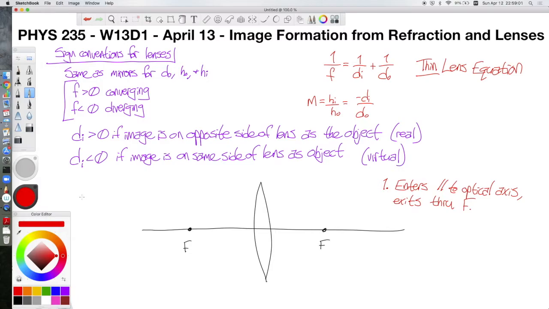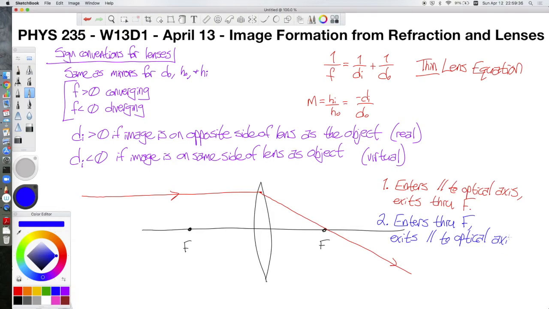And that ray might look something like this. If the ray comes in from the left-hand side, parallel to the optical axis, it will pass outward directly through the focal point. Then, our second ray is just the reverse of this. If the ray enters the lens through the focal point, it will exit parallel to the optical axis. So this ray might look something like this. Coming into the lens, passing through the focal point, and it will exit parallel to the optical axis.